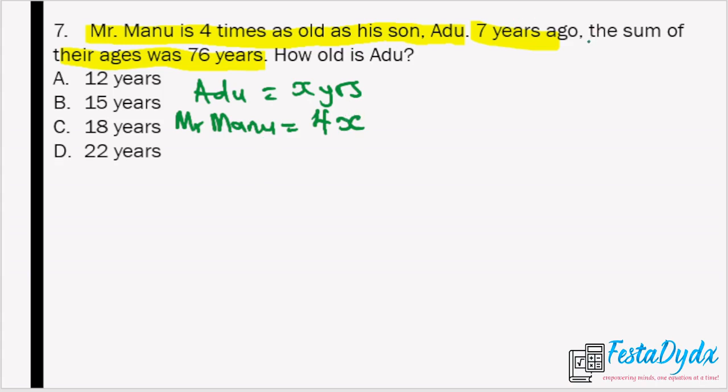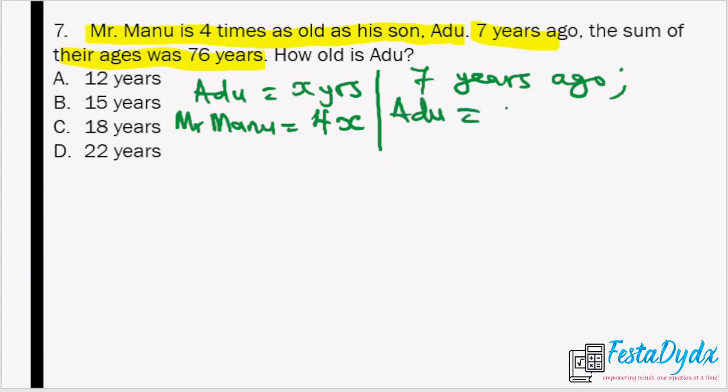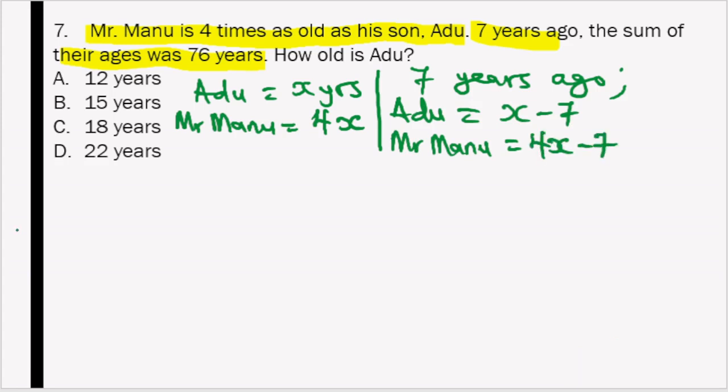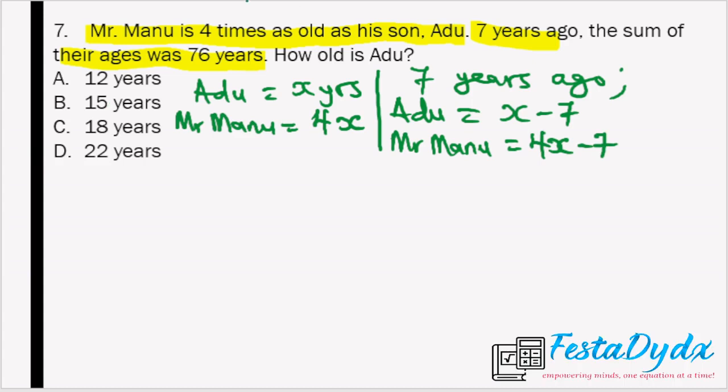It says 7 years ago. So 7 years ago is in the past. 7 years ago, the sum of their ages was 76. So we are going to look for the ages of Adu and Mr. Manu 7 years ago. Adu's age 7 years ago is going to be X minus 7. Then Mr. Manu is going to be 4x minus 7. So for better understanding, that is the context of 7 years ago.